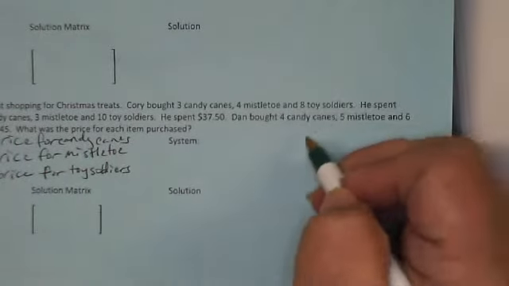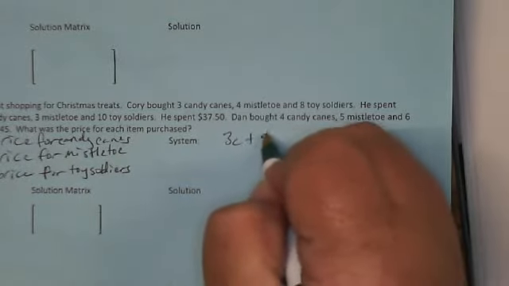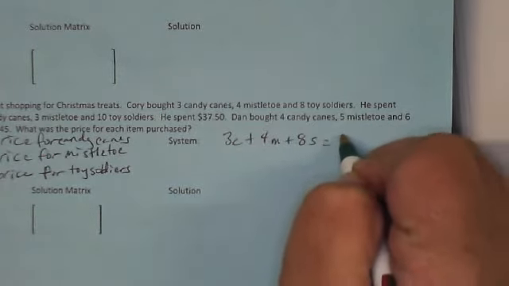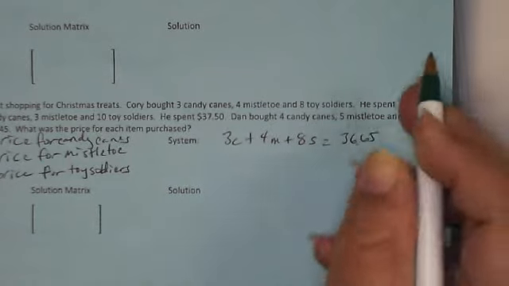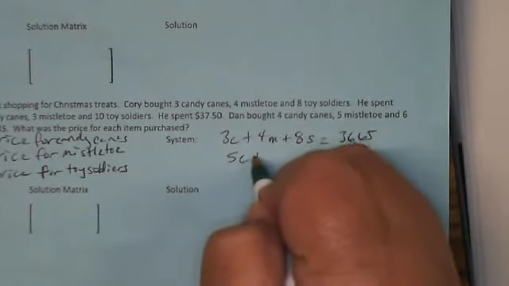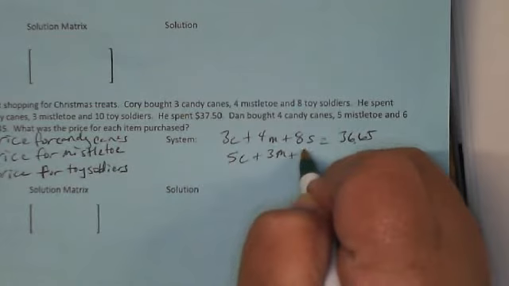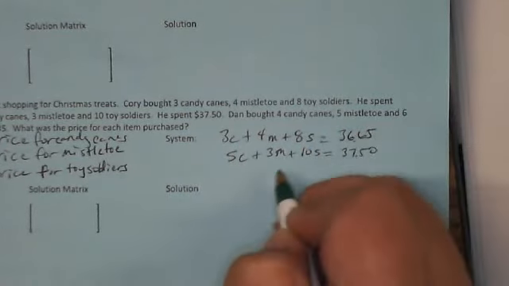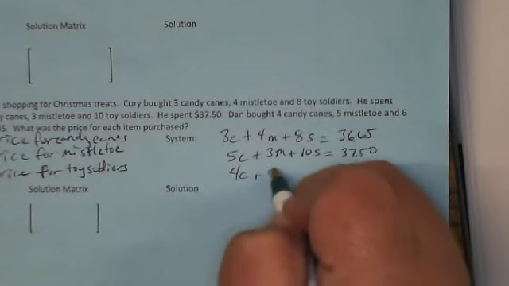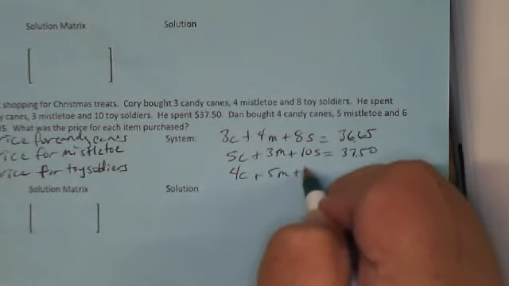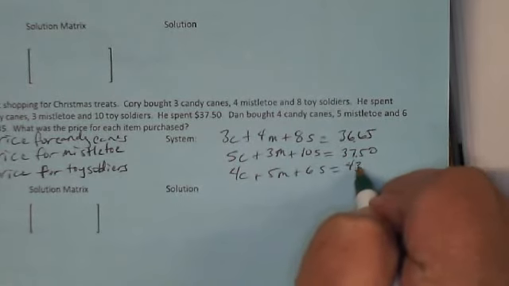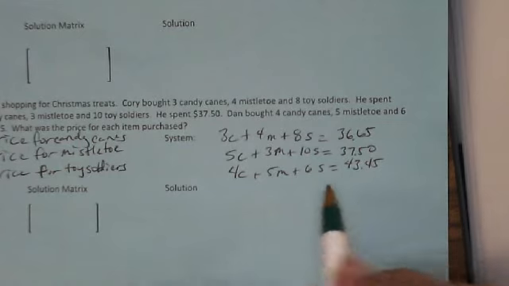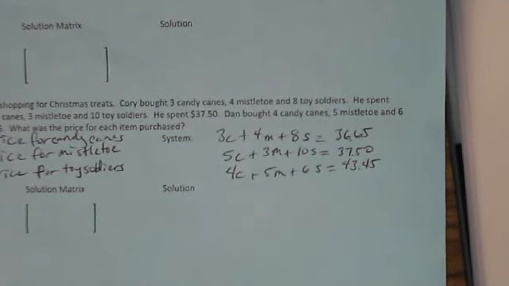Alright, first equation. Corey bought 3 candy canes, 4 mistletoe, 8 toy soldiers, and he spent $36.65. Josh bought 5 candy canes, 3 mistletoe, and 10 toy soldiers, and spent $37.50. Dan bought 4 candy canes, 5 mistletoe, and 6 toy soldiers, and spent $43.45. And that's what the equation would look like. That is the end of page 3.